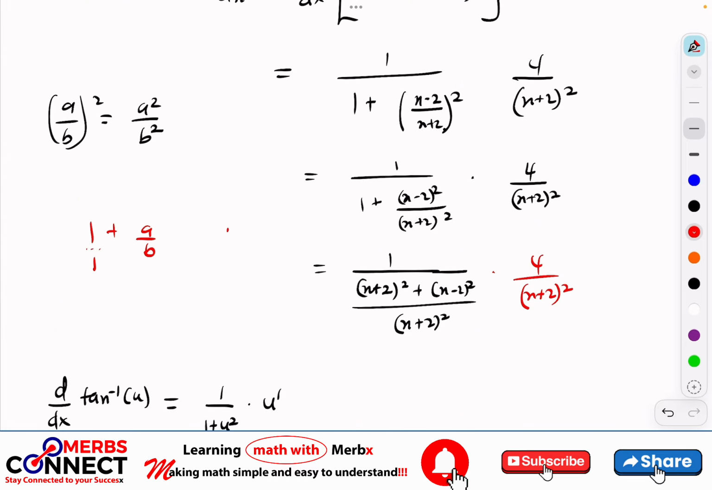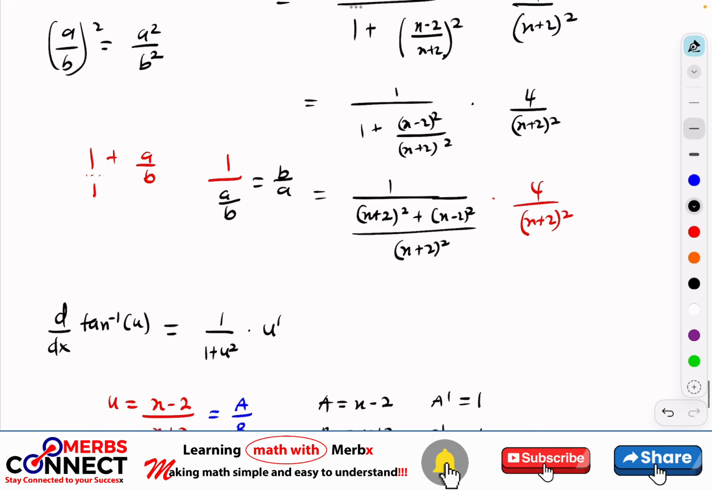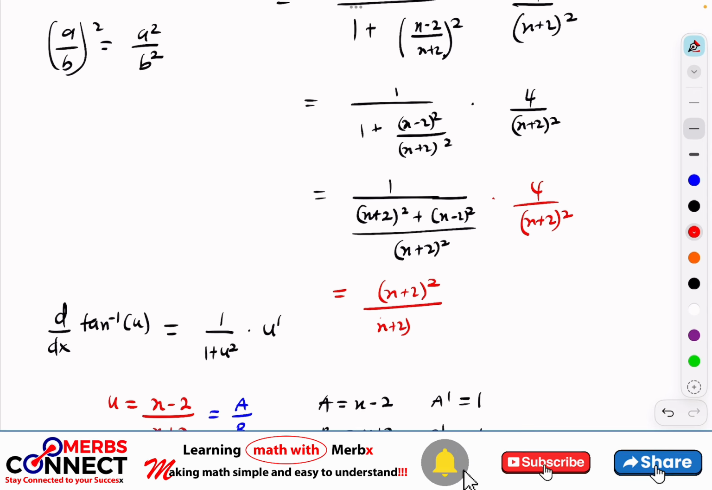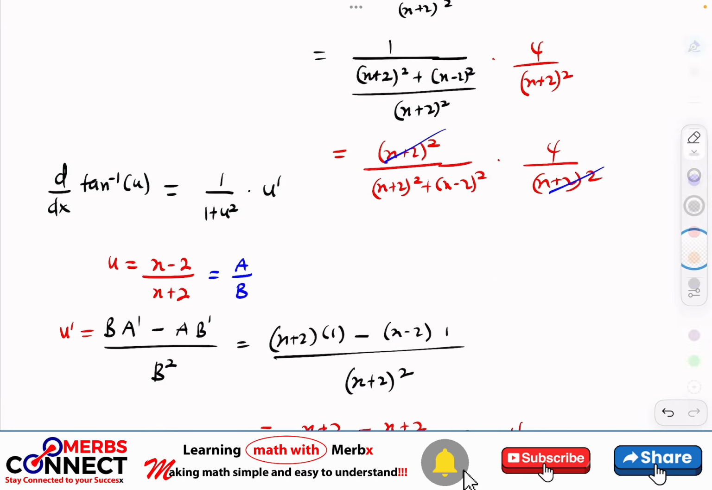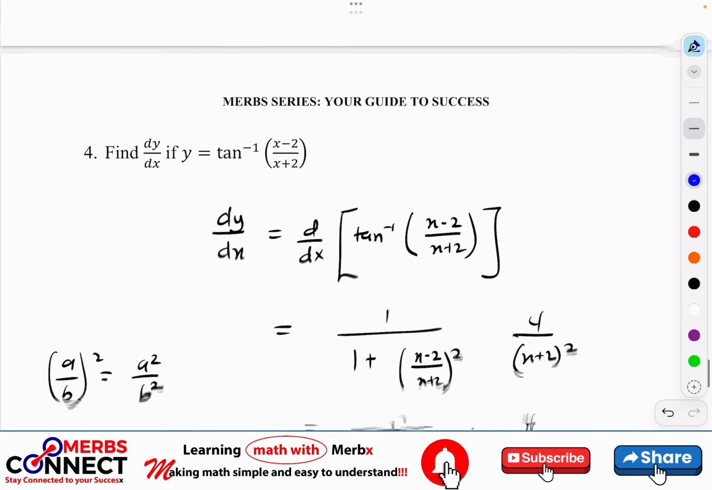Now I know that 1 divided by a over b is the same as b over a. Because of this one here, we can reciprocate. So this one can be reciprocated. And we are going to have here to be x plus 2 all squared divided by x plus 2 all squared plus x minus 2 all squared times 4 divided by x plus 2 all squared. Then now we can cancel this guy and this guy. So finally, we are going to have this one to be 4 divided by x plus 2 squared minus x minus 2 squared. Great. So this is what you are going to get for this particular function.